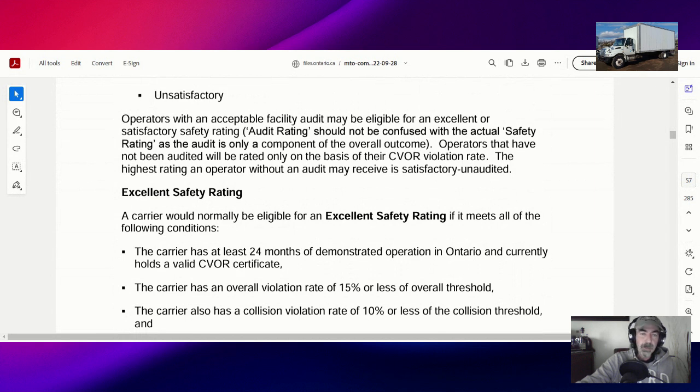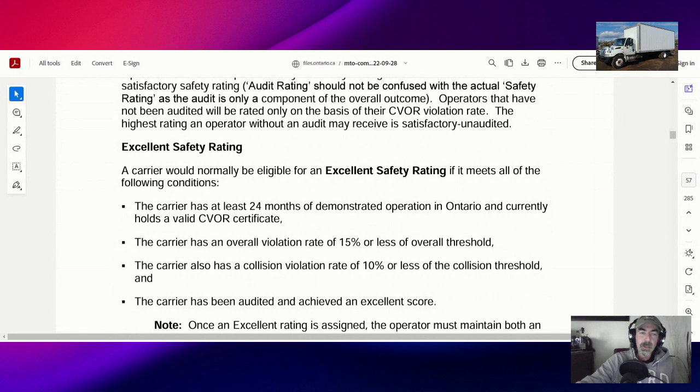Operators that have not been audited will be rated only on the basis of their CVOR violation rate. The highest rating an operator without an audit may receive is satisfactory unaudited.